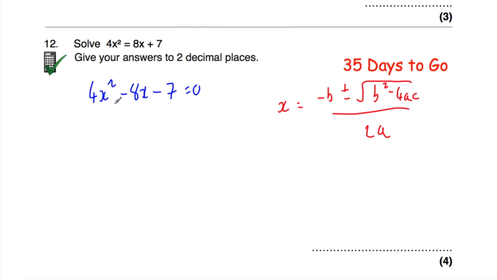Now if we look at this, we know that a is equal to 4, b is equal to negative 8, and c is equal to negative 7. So we've got what a, b and c are. Let's substitute them into the quadratic formula to find our values for x.